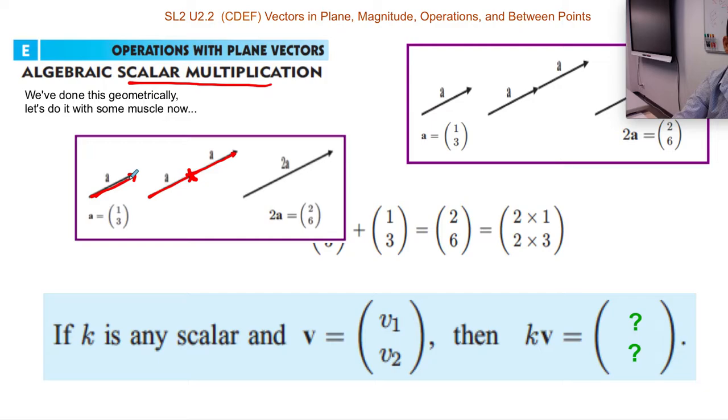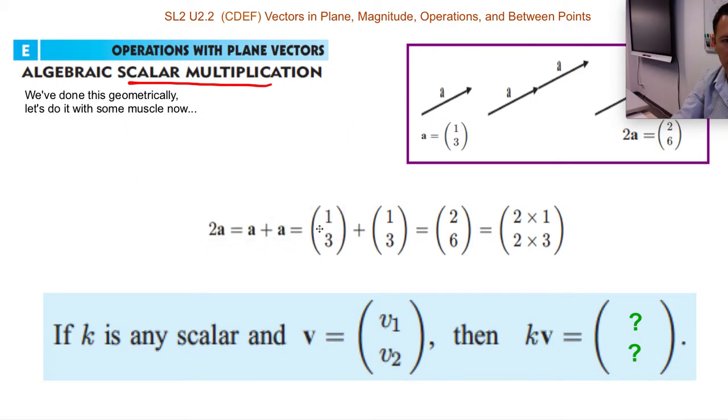So if this is 1a, 2a is going to be twice as long in this direction and twice as long in this direction, right? So it's going from here to here is 1 unit up, it'll go twice as far up. And from here to here is 3 units over, this will go twice as far over. So 2 and 6, respectively. Cool? That's all scalar multiplication is, right? It just goes double this distance and double that distance. It's like adding it up twice.